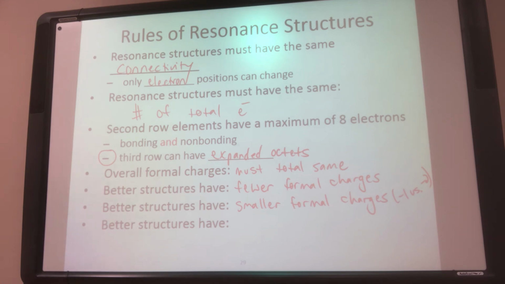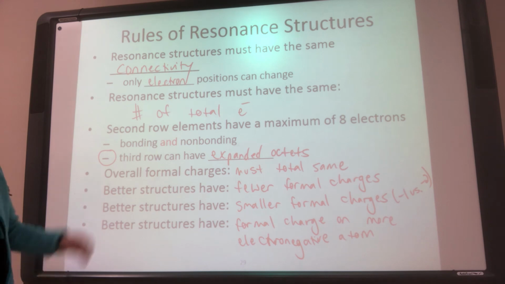Better structures have a formal charge on the more electronegative atom. So if I have to have a negative, I want it on the more electronegative atom because that atom would rather have it. All right, so on the next slide, we're gonna just practice.